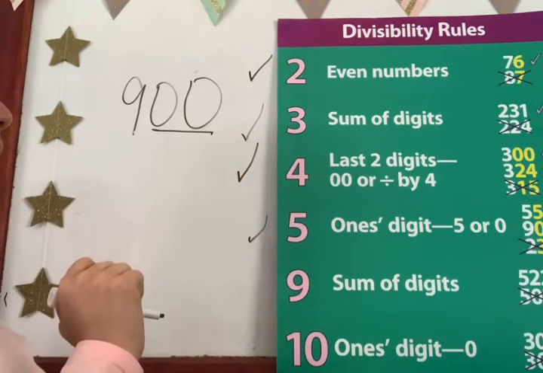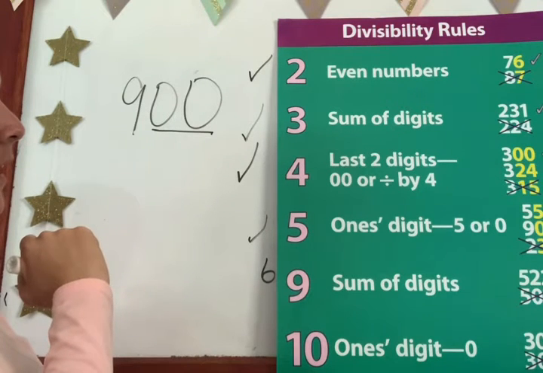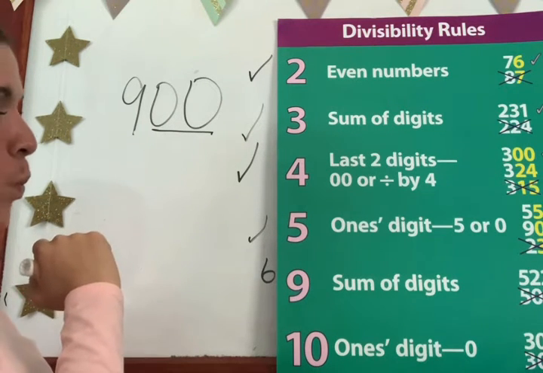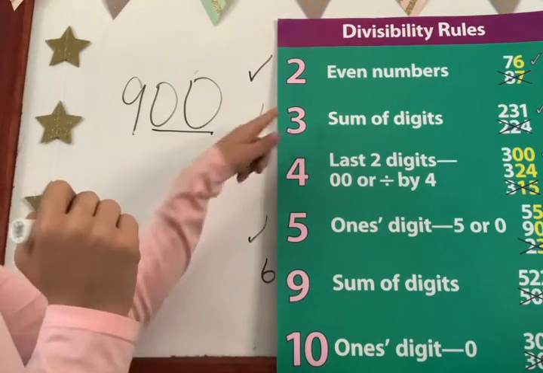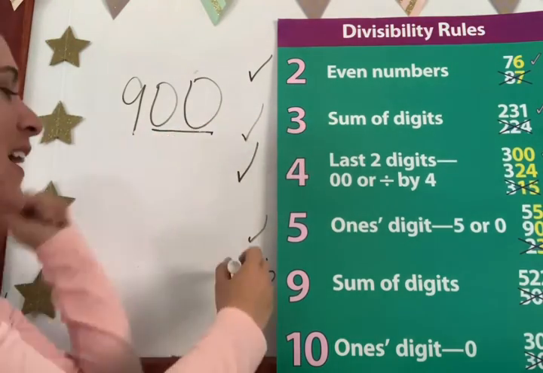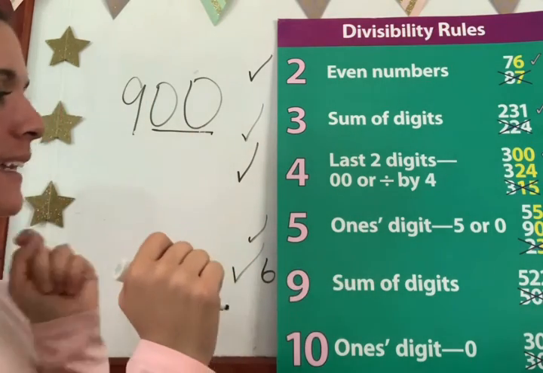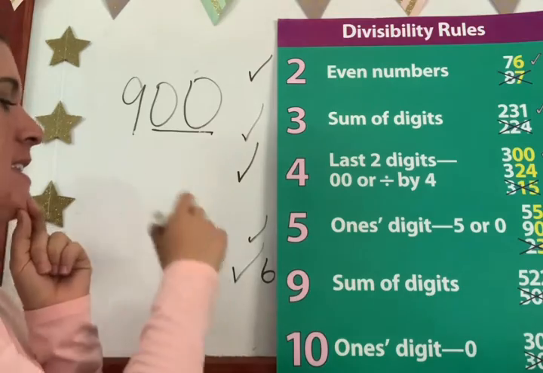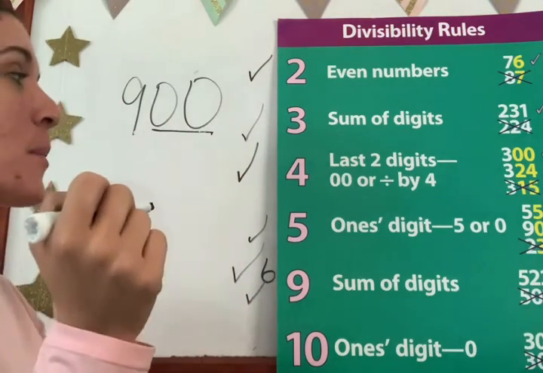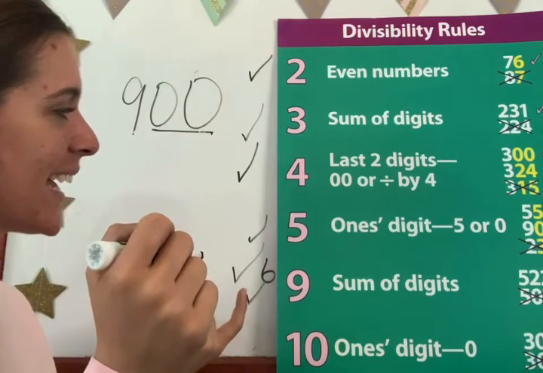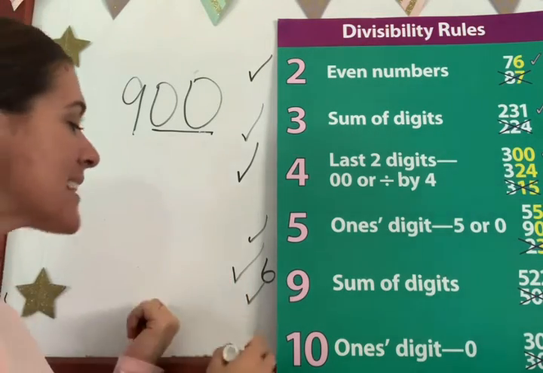Is it divisible by 6, Safir? Yes, it is. So it's divisible by 3 and it's even. Is it divisible by 9, Safir? Yes, because 9 divided by 9 is possible. Is it divisible by 10? Let's see. Abiel? Yes, because it ends in a 0.